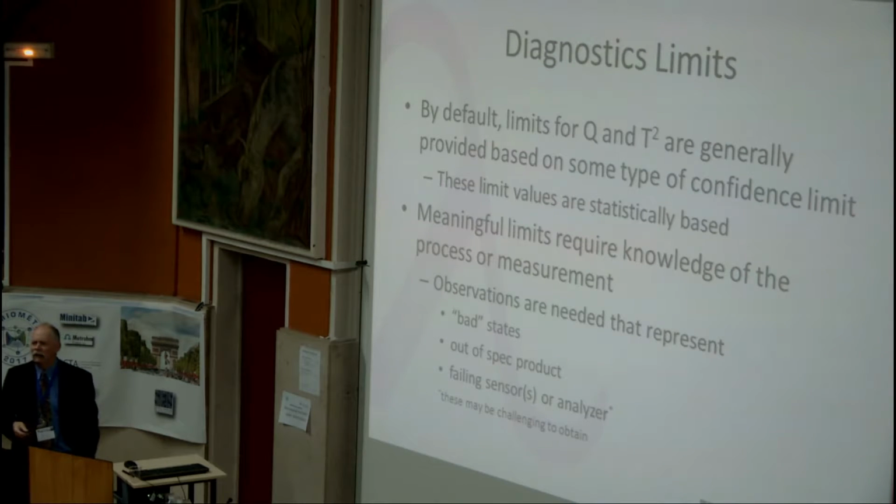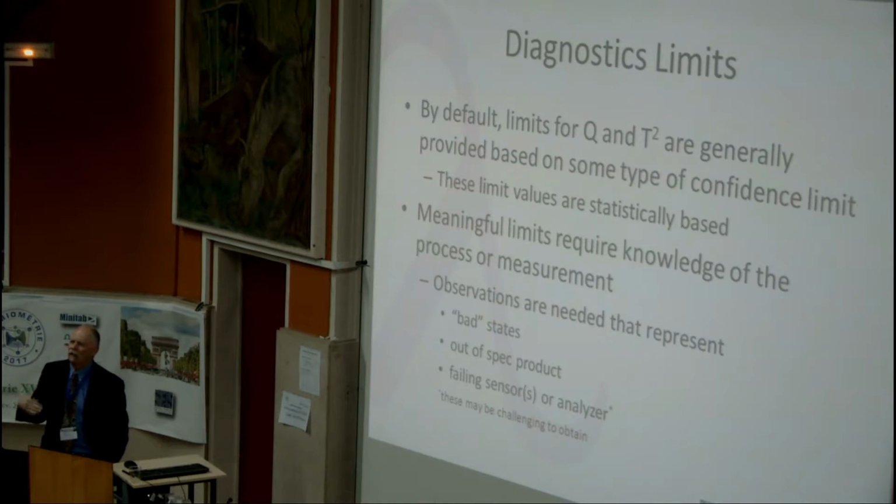You may find that you have to go to 99.9 or 99 and two nines in order to get bad behavior typically in your process. And that's great because you don't want to create a lot of false positives, so to speak. You really want to minimize your number of false alarms. So observations are needed that represent bad states of the process, out-of-spec products, failing sensors or analyzers. Some of those are pretty challenging to obtain. Some of them can be gotten, of course, also through the combination of actual data and simulation.